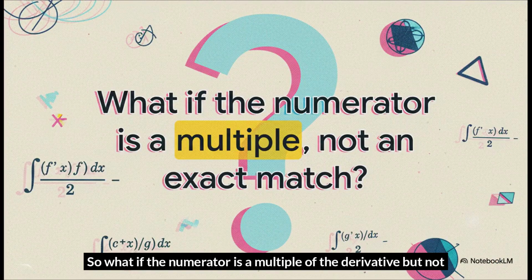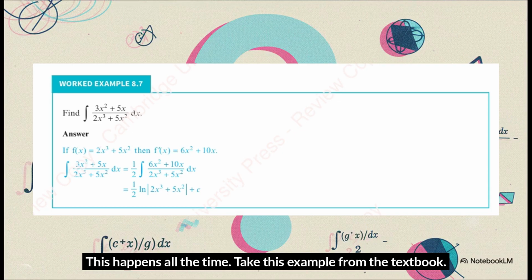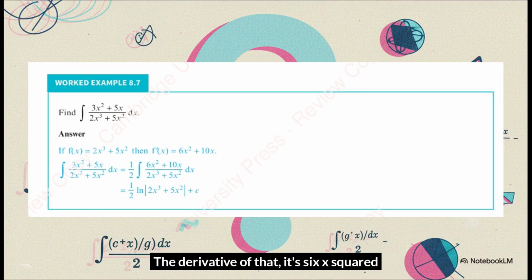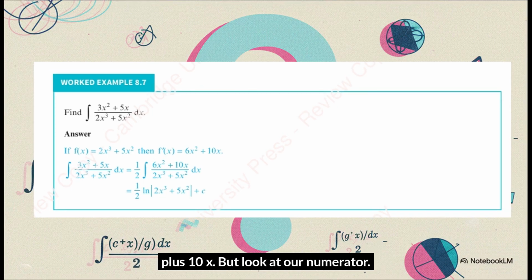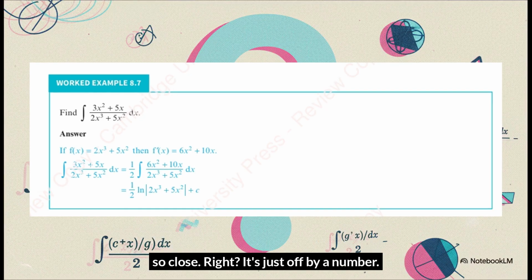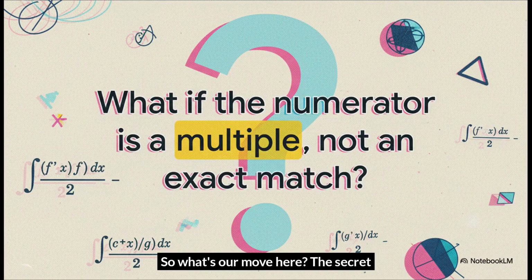So what if the numerator is a multiple of the derivative, but not a perfect match? This happens all the time. Take this example from the textbook. The bottom is 2x cubed plus 5x squared. The derivative of that? It's 6x squared plus 10x. But look at our numerator. It's 3x squared plus 5x. It's so close, right? It's just off by a number. So what's our move here?